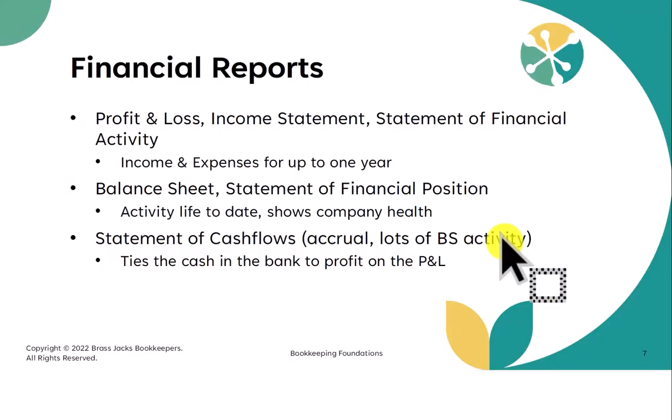The main three reports generally that we're talking about are the profit and loss, also called the income statement, and in the nonprofit world, it's called statement of financial activity. These are income and expenses for up to 1 year. So a profit and loss shows income and expenses for up to 1 year of time. The balance sheet, in the nonprofit world called statement of financial position, shows all the activity for the company life to date. It shows the company's health because we're looking at the assets and the liabilities.